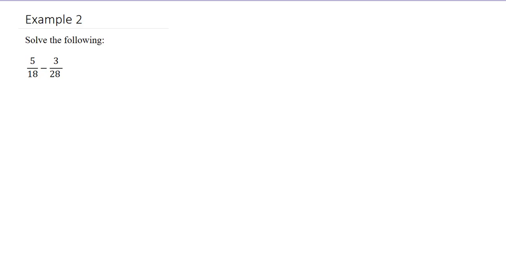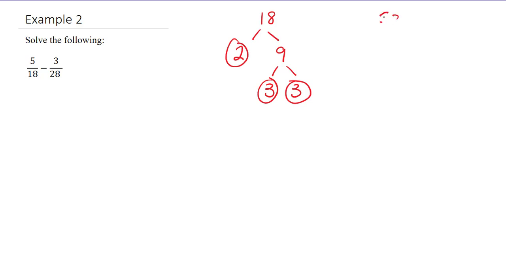Let's look at the next example. Example 2, we're going to solve for the following. We have 5/18 minus 3/28. So let's look at 18. That can be broken down into 2 and 9. 9 can be 3 and 3. Then let's look at 28. 2 and 14. 14 can be 2 and then 7.